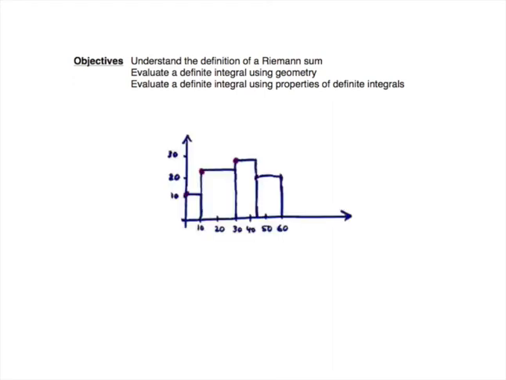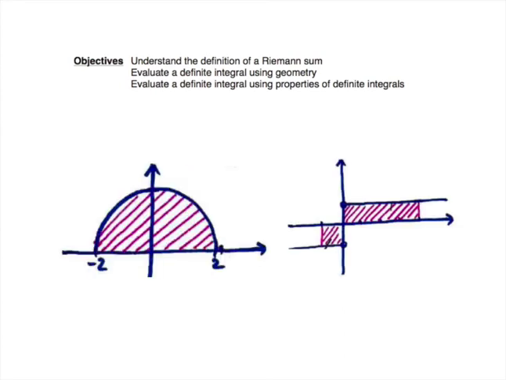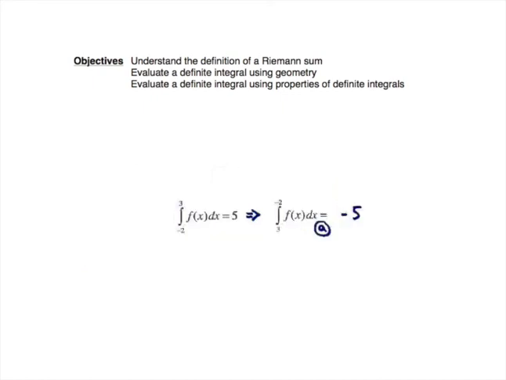So let's go over the objectives again. We saw that the Riemann sum is the sum of the areas of rectangles that are defined by a function. We saw that we can find integrals using properties of geometry. And finally, we saw a few properties of definite integrals which allow us to find more integrals.